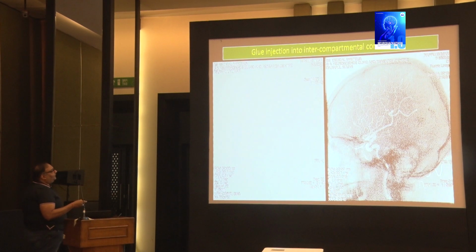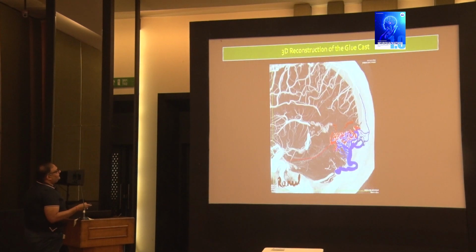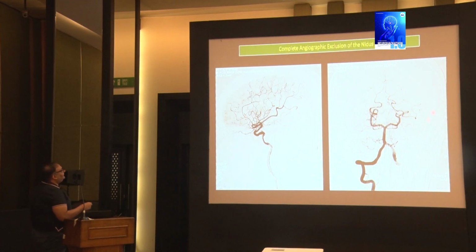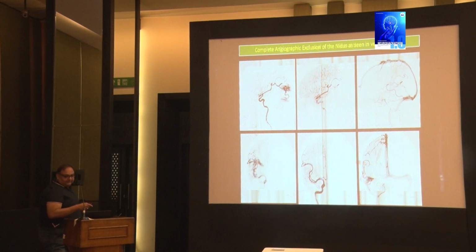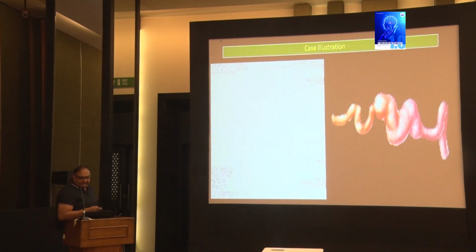So at the end of all these injections, this is the kind of glue injection that was done in this particular AVM. The entire AVM nidus was taken out, and the draining vein, along with a supplementary venous drainage, which was going up to the superior sagittal sinus, was also taken out. And this is what we are left with. All the arterial pedicles are completely intact, and the AVM is completely gone. This is in the arterial phase exclusion, and this is in the venous phase exclusion of the AVM nidus.